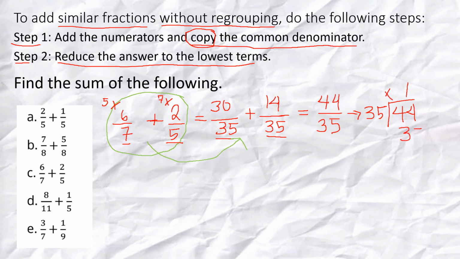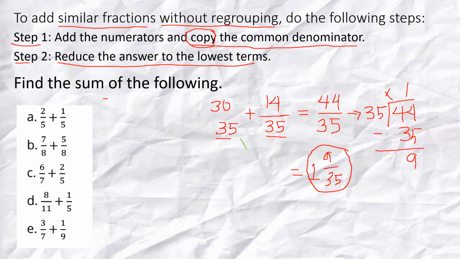1 times 35 is 35. And then subtract. 44 minus 35 is 9. Therefore, the final answer now is 1 whole and 9 over 35. Since 9 over 35 is already in the lowest term, this is now your final answer. So that is how you add if the two fractions' denominators are not the same, or if they are dissimilar fractions or unlike fractions.